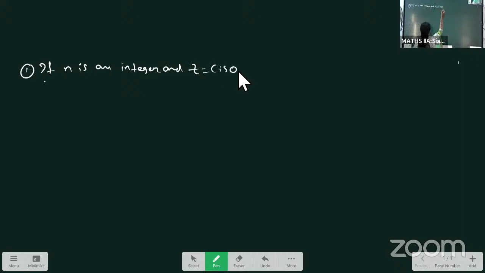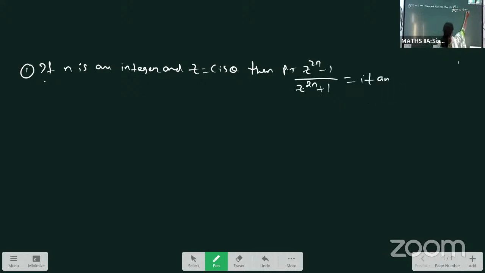If n is an integer, and z is equal to cis theta, then prove that (z^(2n) minus 1) by (z^(2n) plus 1) is equal to i tan n theta. Most important question. So we have to prove like this.